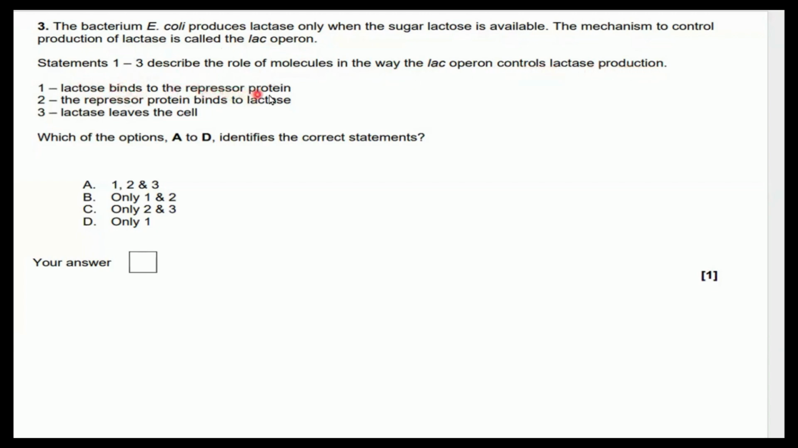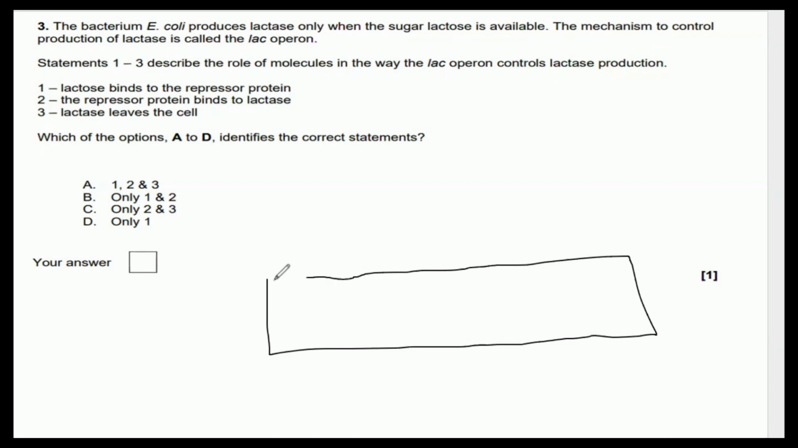Lactose binds to the repressor protein. The repressor protein binds to lactase. Lactase leaves the cell. What we're really looking at here, if you remember from the previous video, so you might want to pause and have a go now. If you remember from the first question, we had our structural genes over here, X and Y, then we had O, and then we had P.